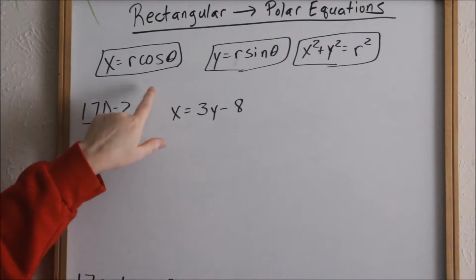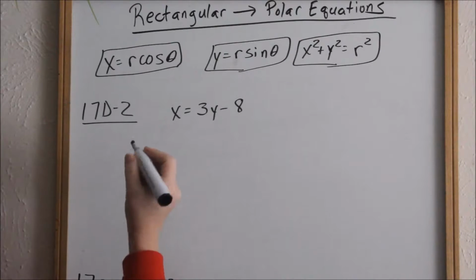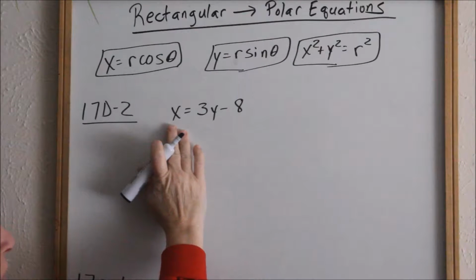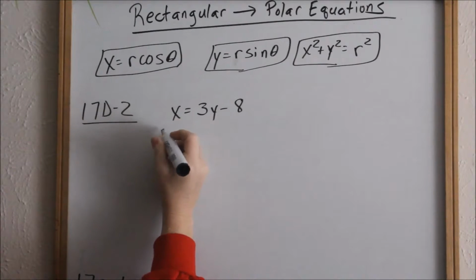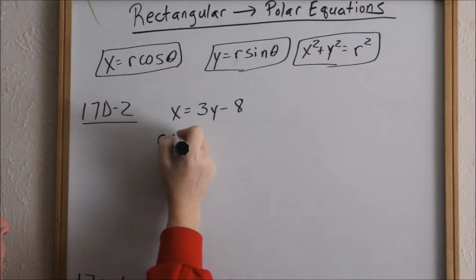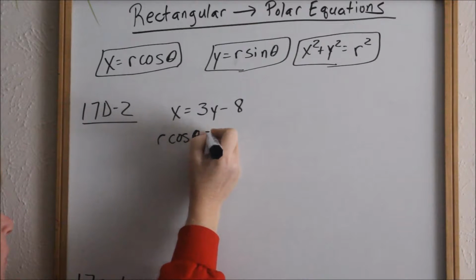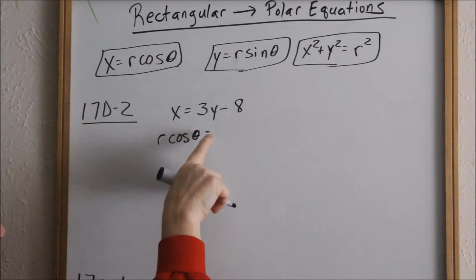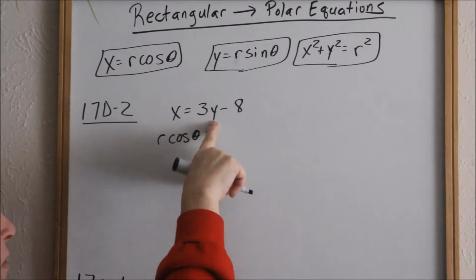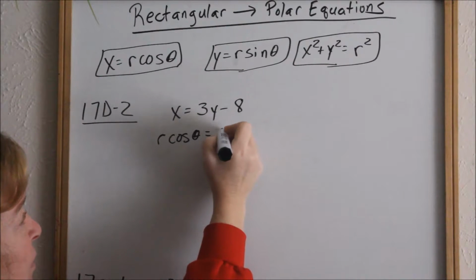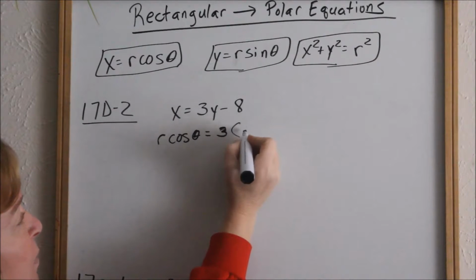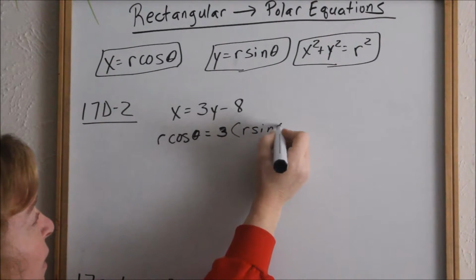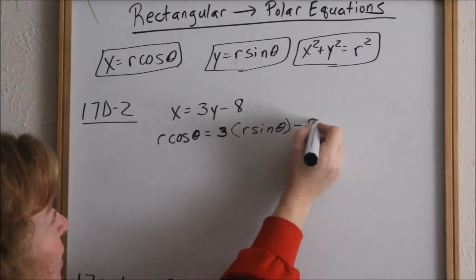Everywhere I see an x, I can put in r cosine theta, because my goal is to change everything from x's and y's to r's and thetas. So everywhere I see an x, I can put in r times cosine theta. Everywhere I see a y, I can put in r sine theta. I still need that 3 coefficient, because that means 3 times y. So that'd be 3 times r sine theta minus 8.